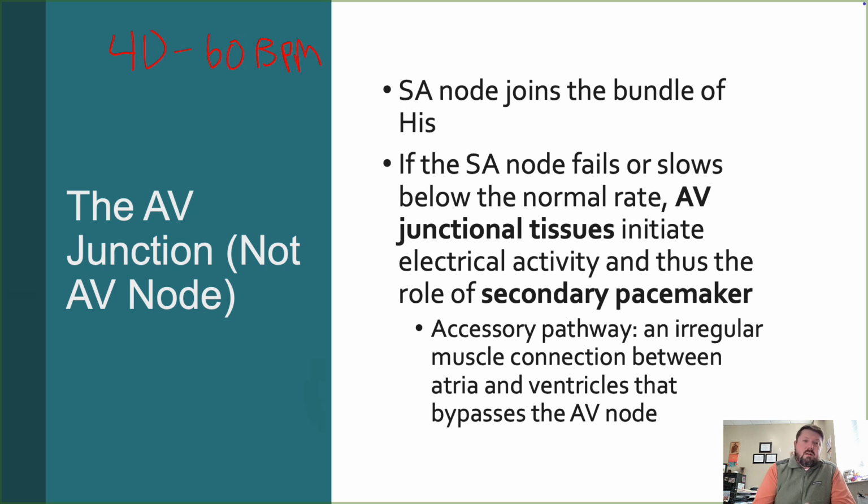Just as I was mentioning earlier, in some hearts they may have what's called an accessory pathway, an irregular muscle connection between the atria and the ventricles that bypasses the AV node. That can lead to future issues for that person.